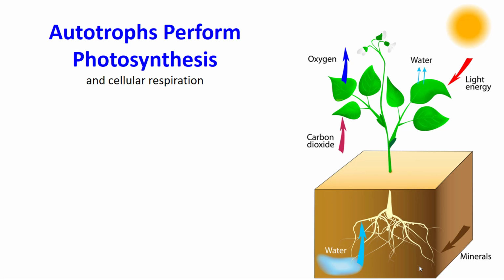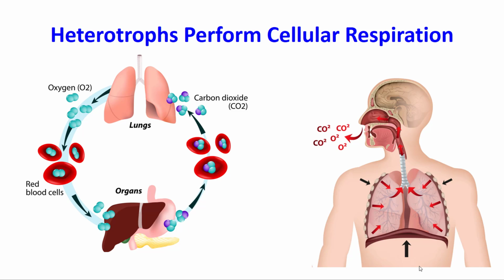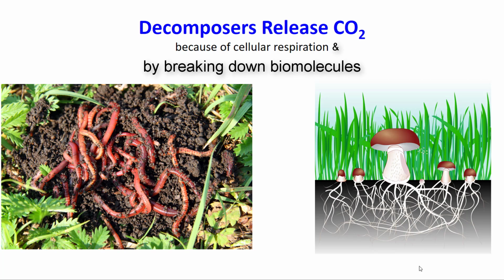Autotrophs perform the photosynthesis, right? They take in the carbon dioxide from the atmosphere, make sugars. They also do cellular respiration. Heterotrophs will only do cellular respiration, right? So you breathe in oxygen, you'll deliver that oxygen over to your cells, right, in your blood vessels, and those cells will perform cellular respiration with that oxygen and that glucose from the plants. And of course, we'll breathe out carbon dioxide as a waste product of cellular respiration. And decomposers also release carbon dioxide via cellular respiration.